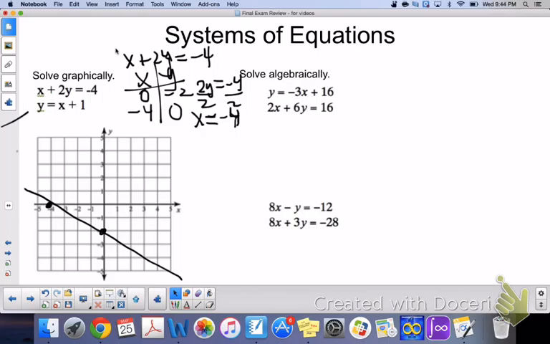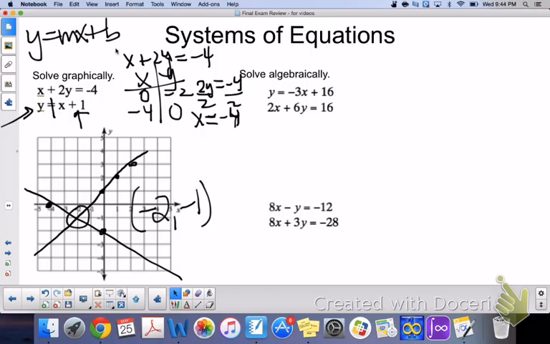The second line, y equals x plus 1, that's slope-intercept form. Remember, y equals mx plus b. M is the slope, b is the y-intercept. So 1 is the y-intercept, I'm going to plot that. 1 is the slope, so up 1 over 1, up 1 over 1. And I graph that. They meet right there, which is the point negative 2, negative 1.